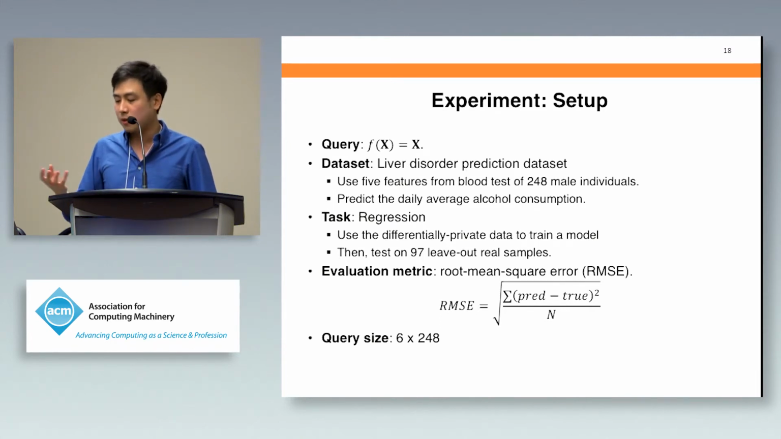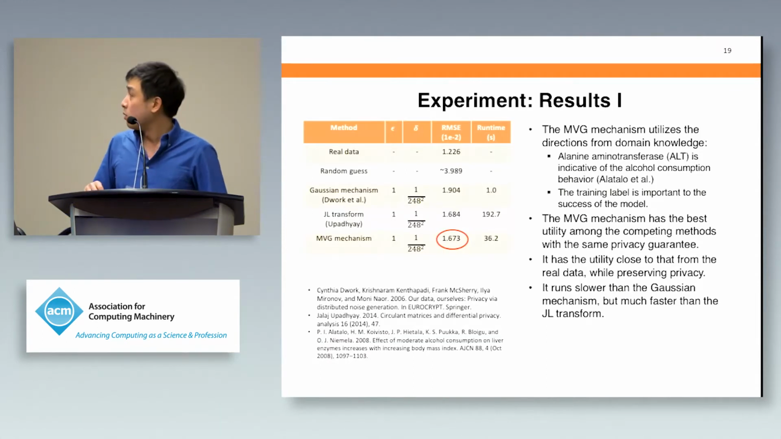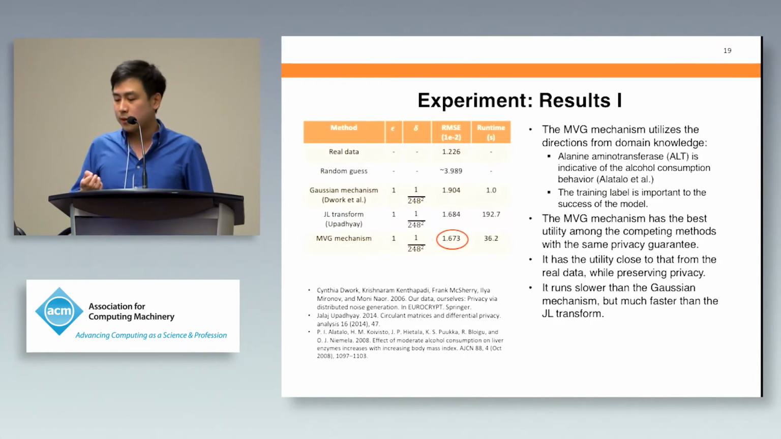Evaluation metric would be the root mean square error, which is an error metric. The larger, the worse. The smaller, the better. And again, the query is a matrix of size 6 by 248. And these are some experimental results.